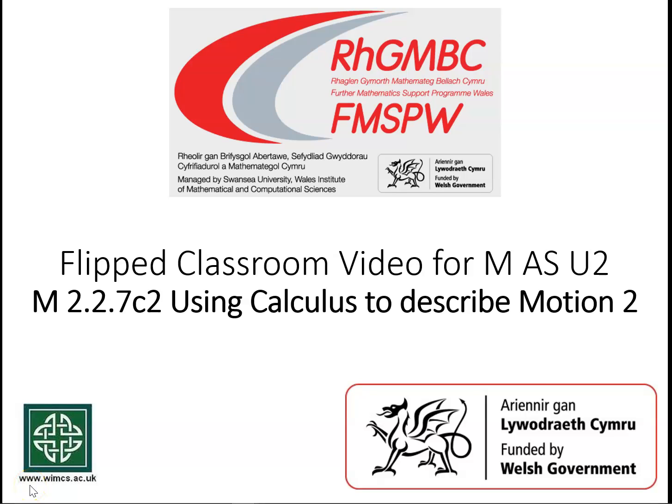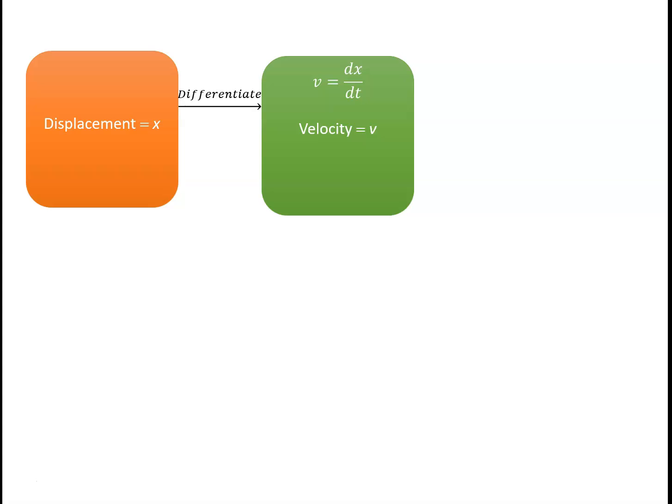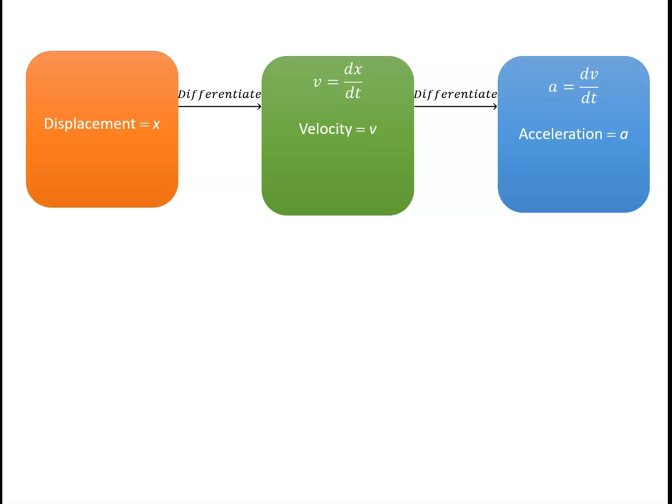This video continues our study of the use of calculus to describe motion of a particle in a straight line. In the previous video, we saw that if we started with the displacement x, then by differentiation with respect to time, we can obtain the velocity v, and v is simply dx by dt. And if we know the velocity v, then we can obtain the acceleration by a differentiation process again. So we've got the acceleration a is dv by dt.